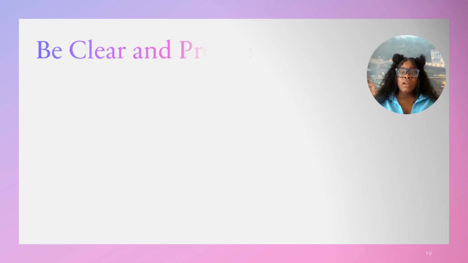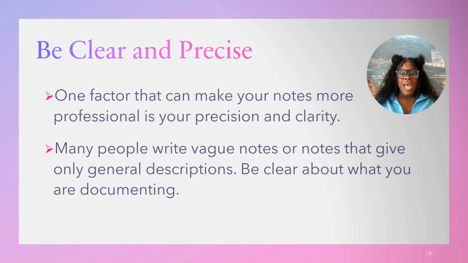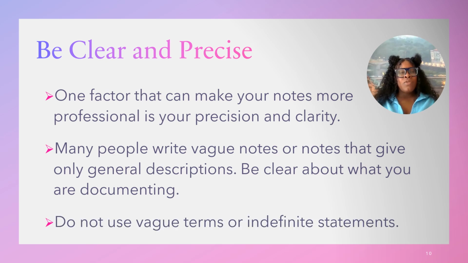To maintain professionalism, our documentation should be clear and precise. This means that our notes must be well written and comprehensive. Vague notes or general descriptions will not provide the clarity we need and can leave many questions unanswered, leaving gaps in timelines. Case managers should avoid vague terms or indefinite statements. This is going to assist if notes are ever reviewed or if someone other than us needs to follow up with the client. Let's take a look at a vague note.